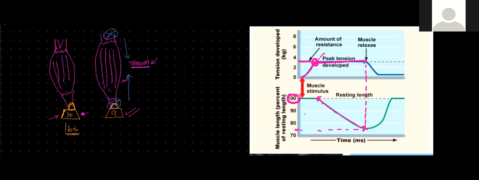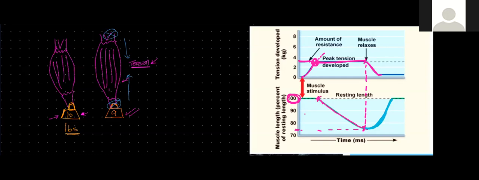And then you do what? You're going to be relaxing. So the tension is going to be reduced back to your muscle tone. And when you are relaxing, when you are reducing the tension in the muscle, what's going to be happening to the length of the muscle? The length of the muscle is going to be increased back to 100% of the length.